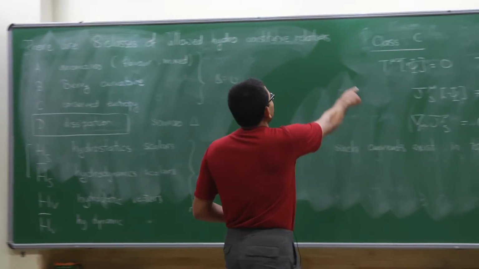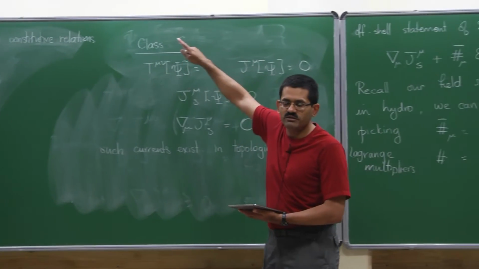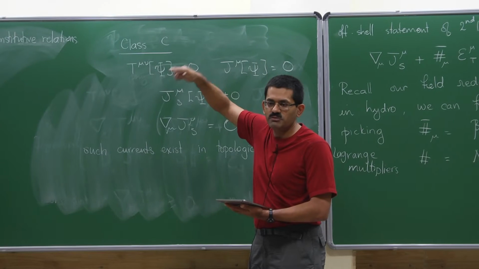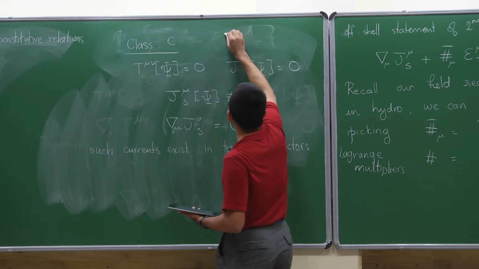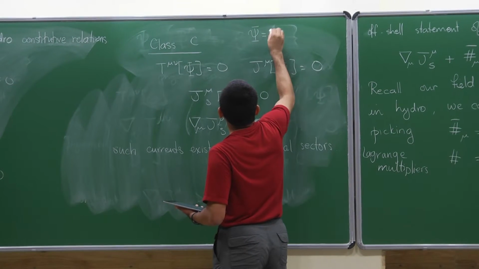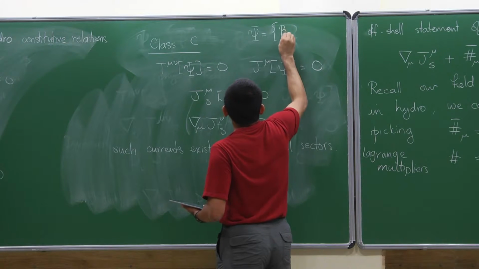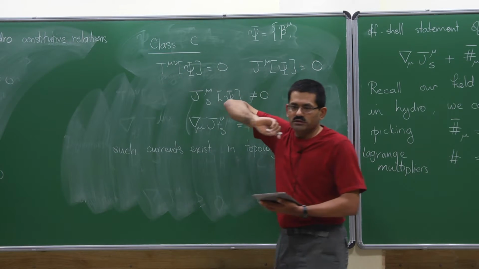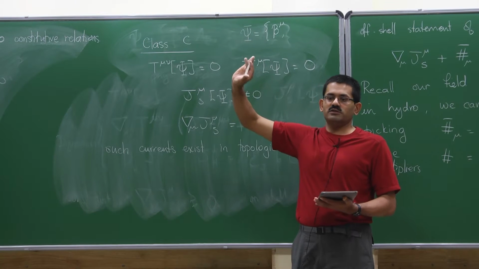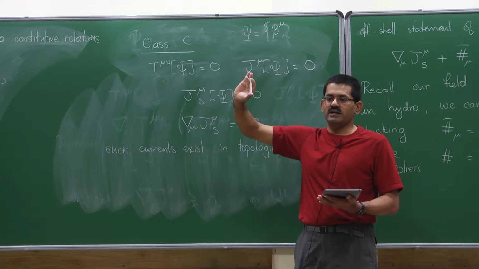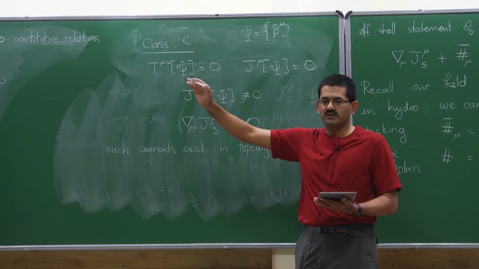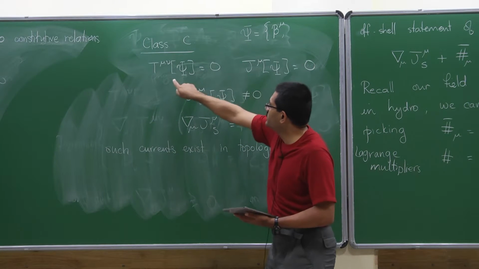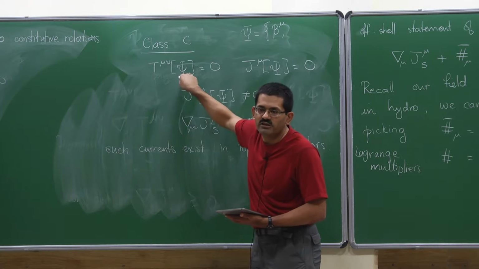Psi was what I just erased here. It's the combination of the fields beta mu, lambda beta, g mu nu, and A mu. They are just fields. So think of psi as the collection of all the physical fields in terms of which hydrodynamics has to be described. I'm just saying that these guys are functionals of those fields.